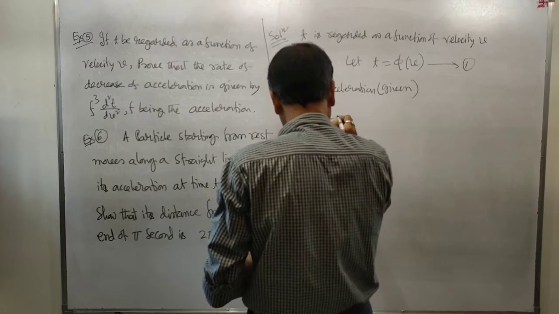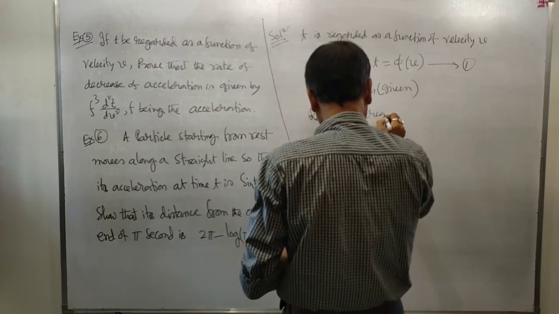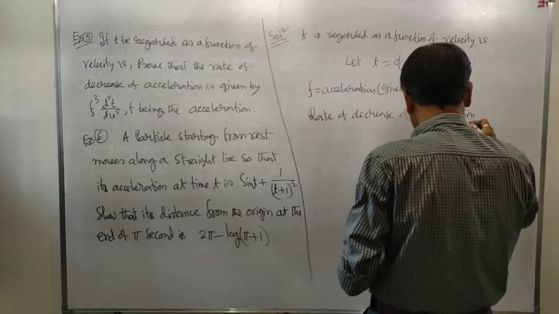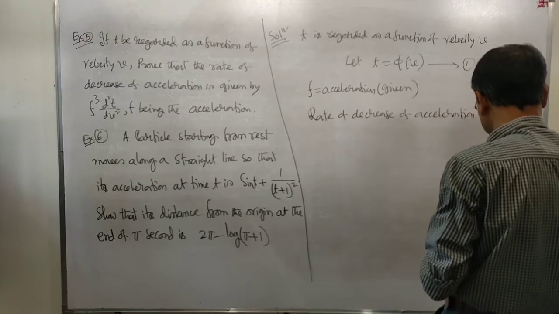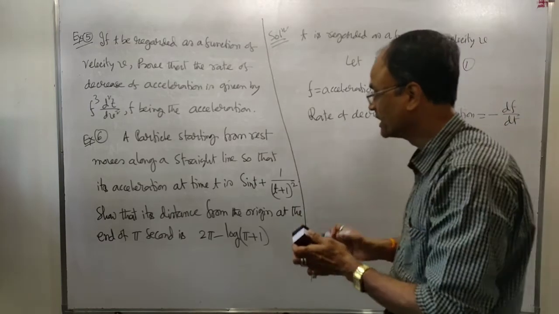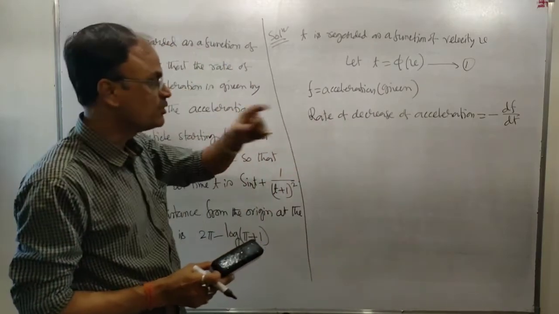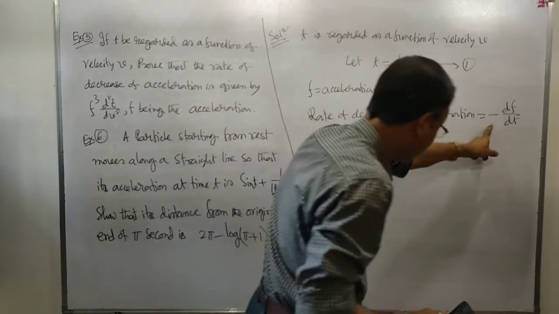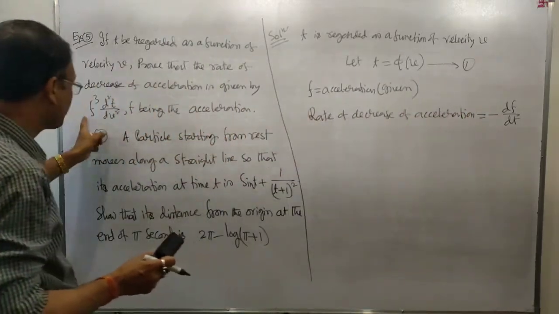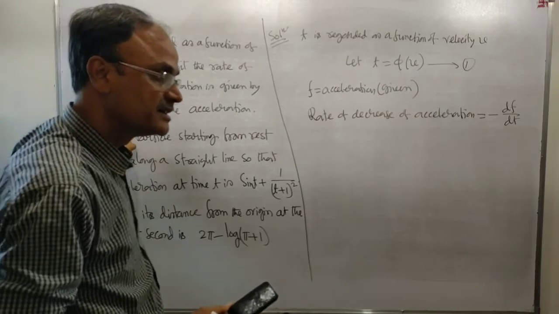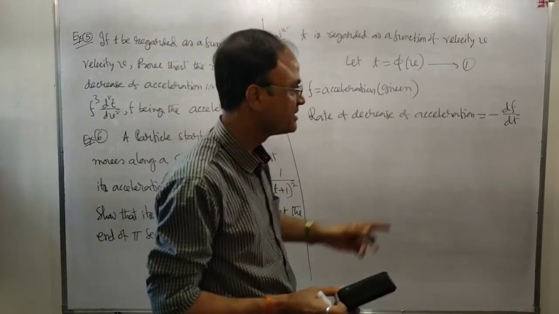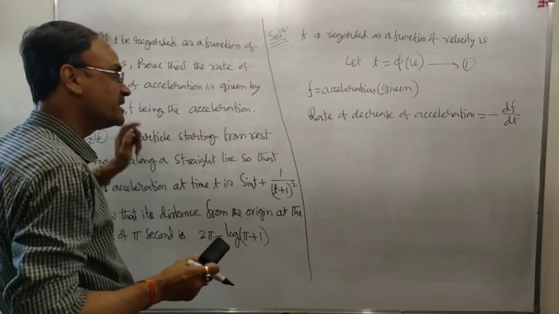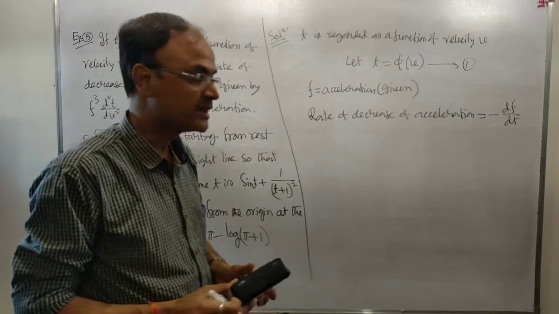Rate of decrease of acceleration will be equal to minus df by dt. We have to find minus df by dt, and we have to show that minus df by dt is equal to f cube d2t by dv square. We have to show this.